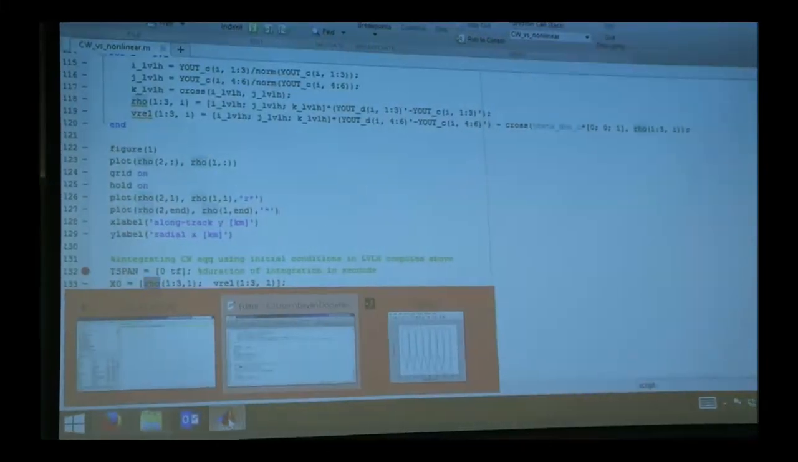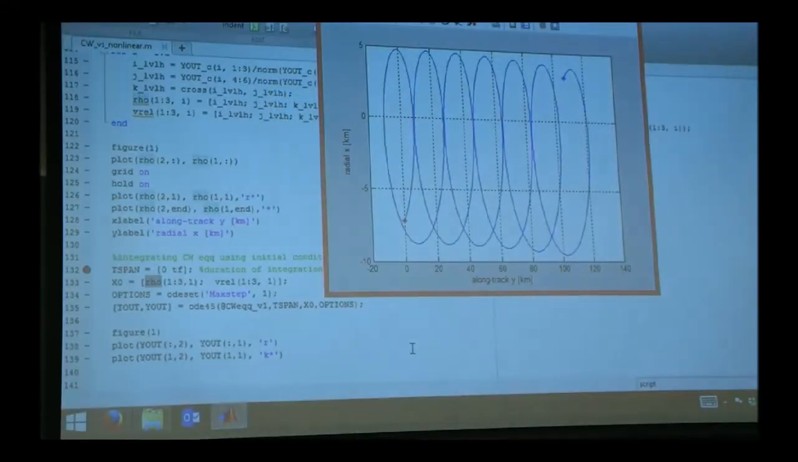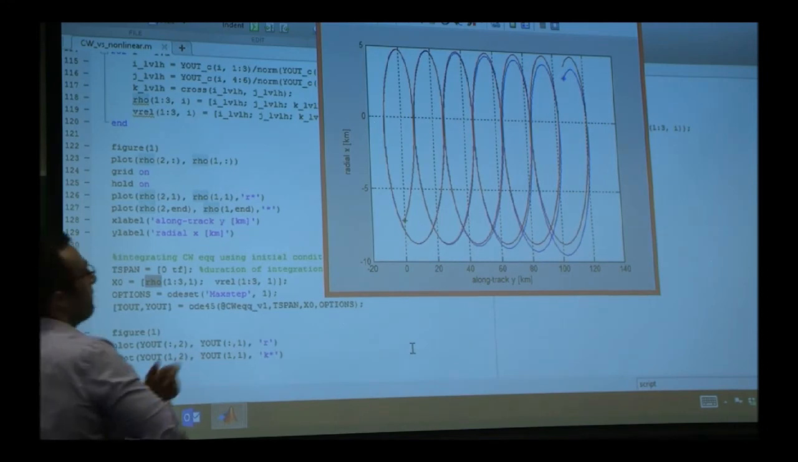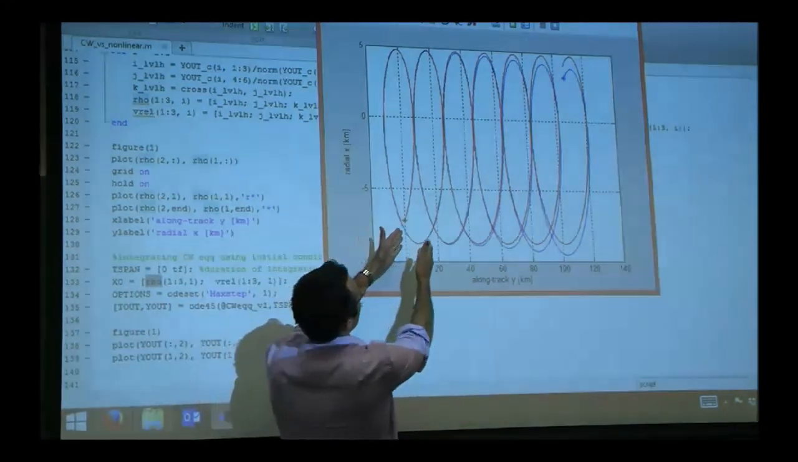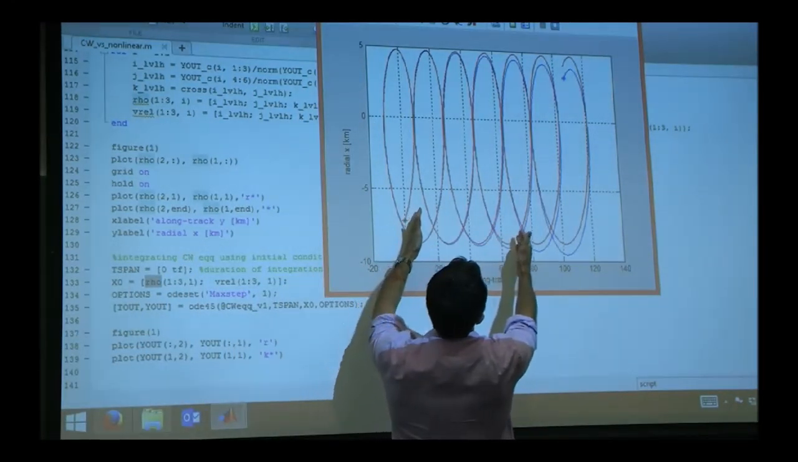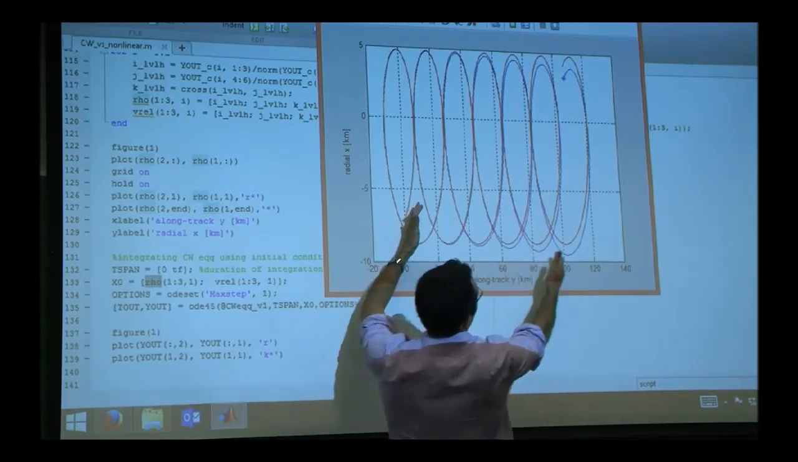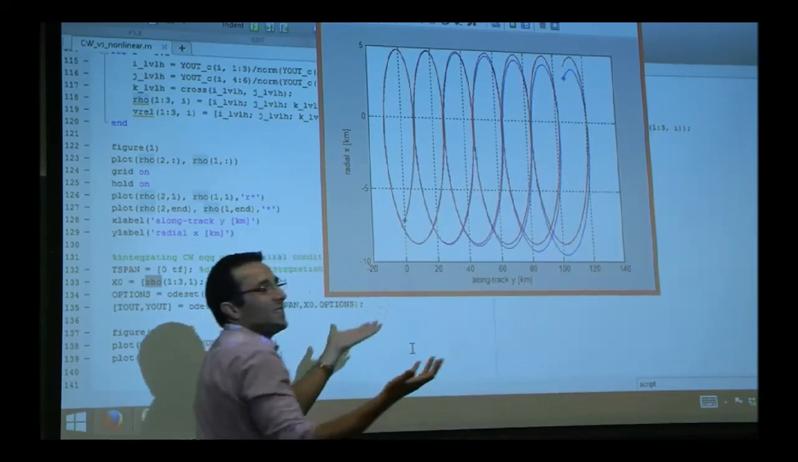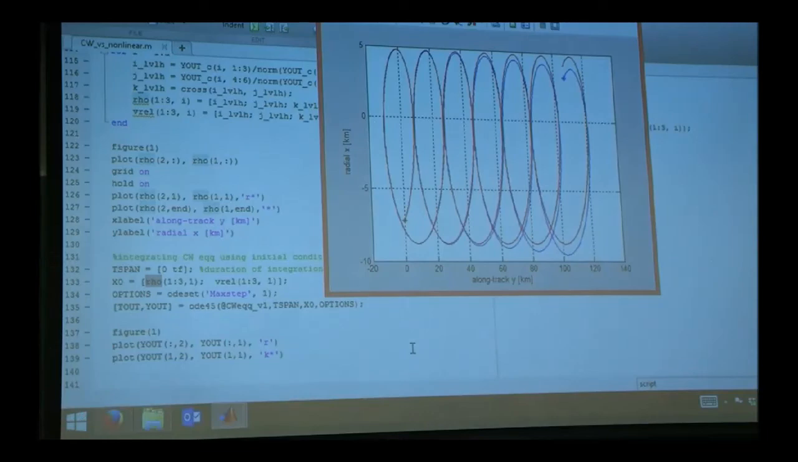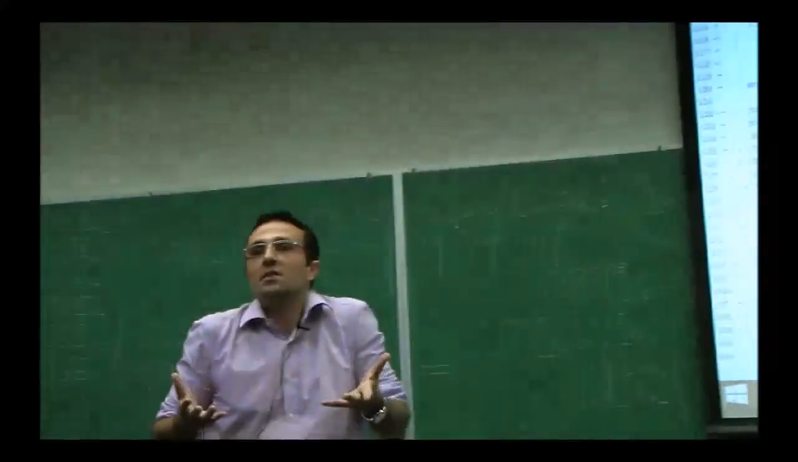And it's going to take a while. And here it is. The red one is what you get from the Clohessy-Wiltshire equations. They are very similar, right? But then you start going away. 60, 80, 100 kilometers. Is that still close proximity? You know, the linearization is still okay.